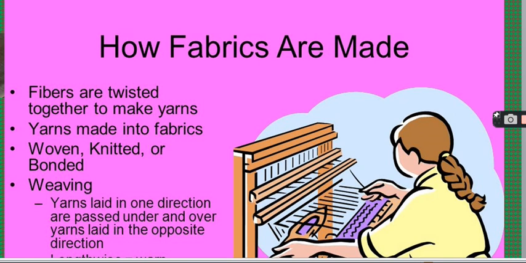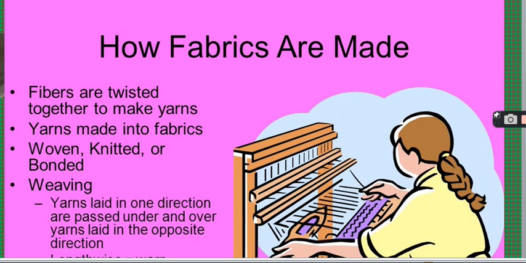For this, we will see in detail that fibers are twisted together to make yarns. Yarns are made into fabrics. It is woven, knitted or bonded. Weaving: yarns laid in one direction are passed under and over yarns laid in the opposite direction. Dear students, clothes are made from fabric, and fabric is usually made of cotton, wool, silk and other yarns.